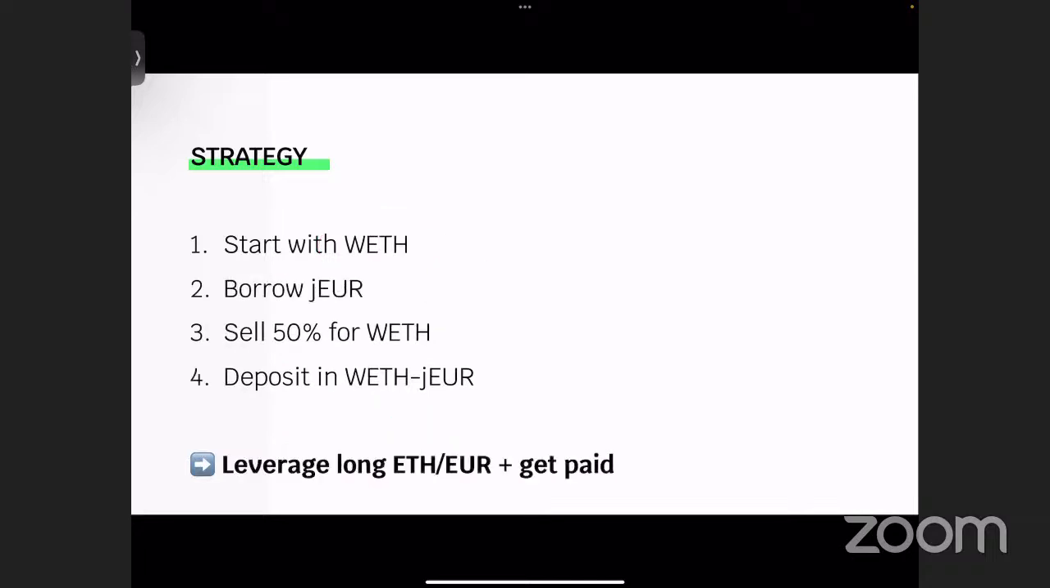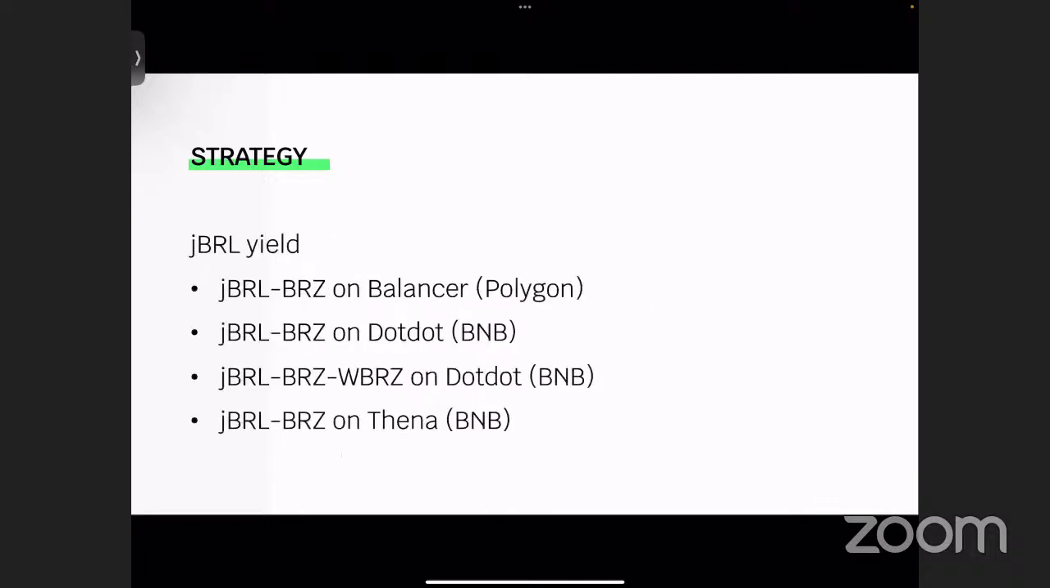And same thing as before, if you want to leverage your ETH and get paid for that, you borrow JEuro with ETH, you sell half of it for ETH, and you put it in the pool. And again, if the price goes up, then you make more profit. Of course, it's directional trading. So if it goes the other way, you lose money, you can be liquidated and so on.